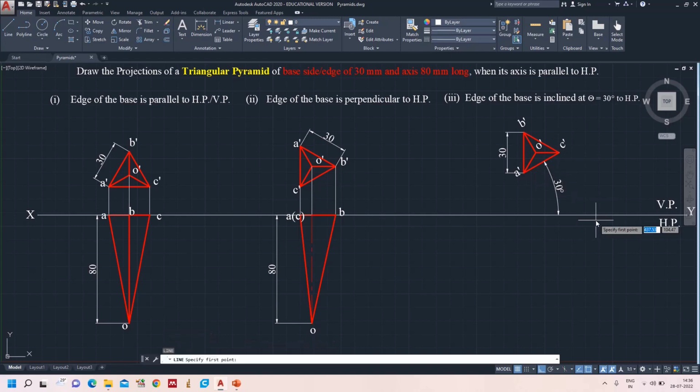Now to draw the projections, yes, till the reference line, erect. Again the same, when it turns 30 degrees again it looks like the same.